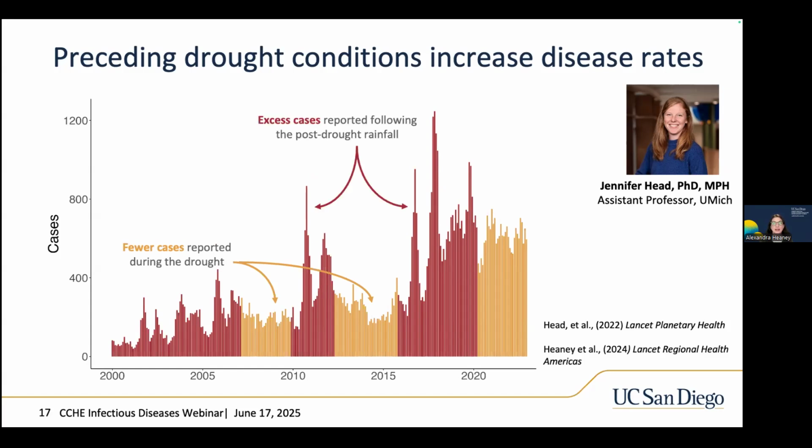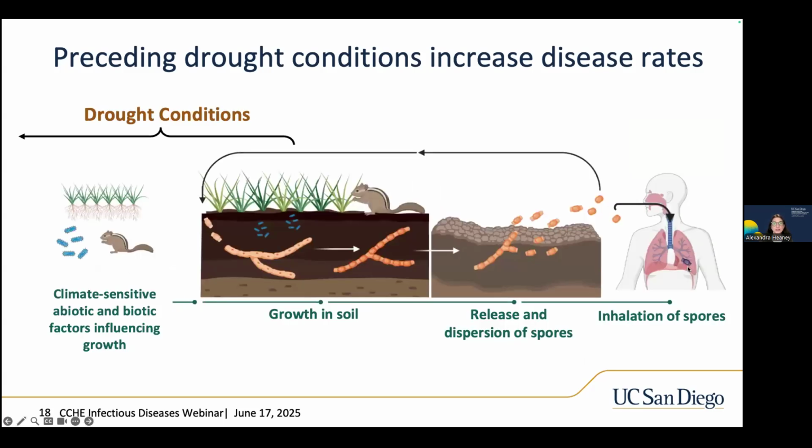But we found that when heavy rains return, so rainy conditions follow a long drought, we see larger than expected cases, spikes in cases. This is shown in these red peaks we can see here in cases after these long drought periods. Now, in brief, we think that these multi-year shifts between dry and wet conditions influence some of these upstream factors, such as rodent populations, land use changes, and other abiotic and biotic factors that are important for Coccidioides growth.